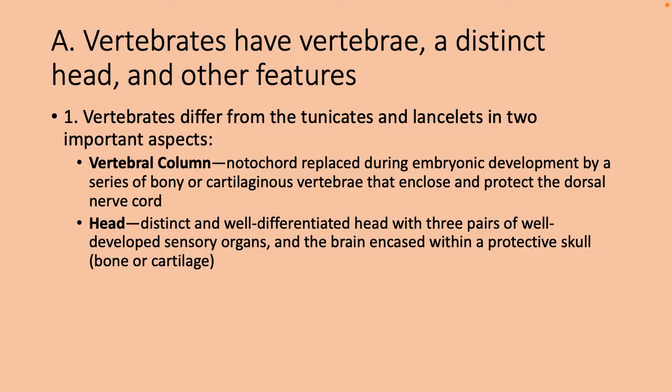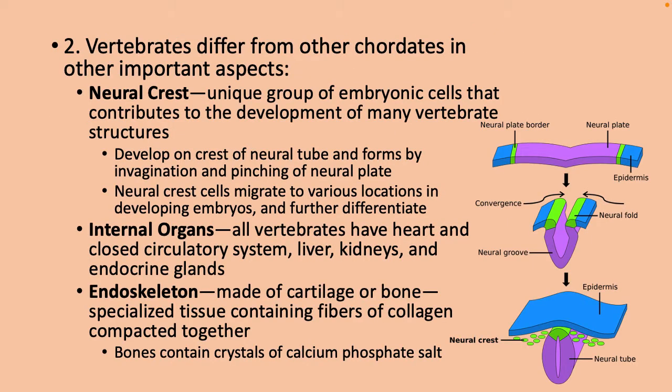And then they also have a head, and this head is filled with sensory organs, usually 3 pairs of well-developed organs, and then a brain encased by a skull, which again can be bone or cartilage. They also differ in a few other aspects. The neural crest. So the neural crest is basically a group of embryonic cells that contribute to some of these vertebrate structures that I just talked about. And what happens is that we get an invagination that occurs, and that forms the neural tube, where it might turn into the vertebral column or the nerve cord.